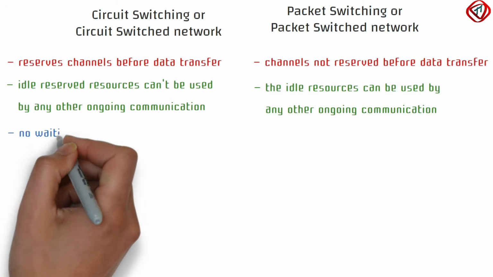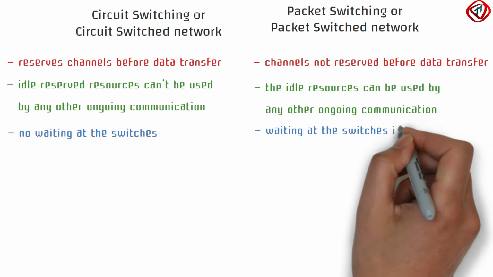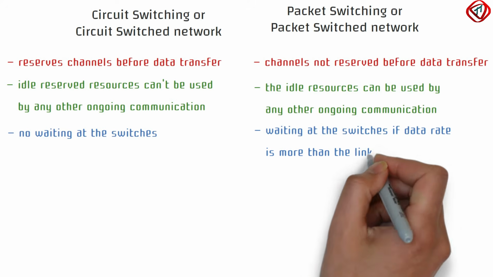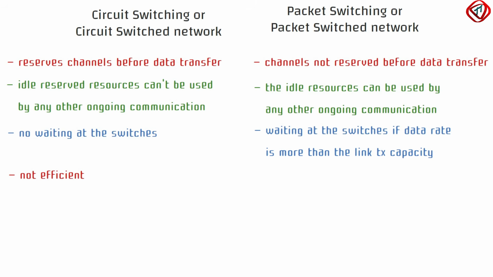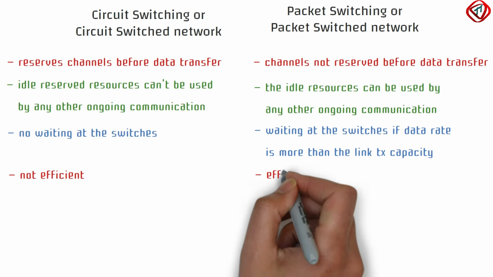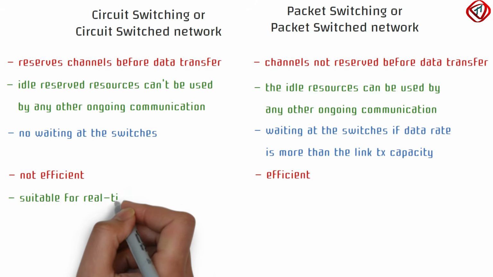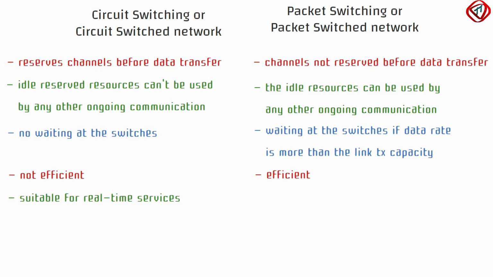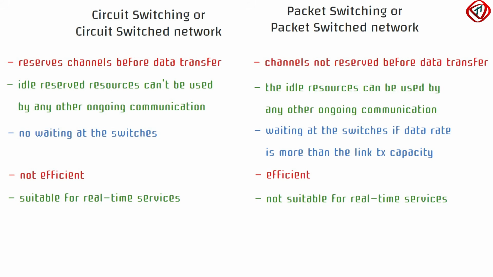Circuit switching does not involve waiting at the switches. In packet switching, the output queues can grow if the incoming data rate is more than the link's transmission capacity. Circuit switching is less efficient as idle resources cannot be used by any other sender-receiver pair. Packet switching is more efficient than circuit switching. Circuit switching is suitable for real-time services, for example telephone and video conferencing calls. Packet switching is not considered suitable for real-time services as it involves variable and unpredictable delays.